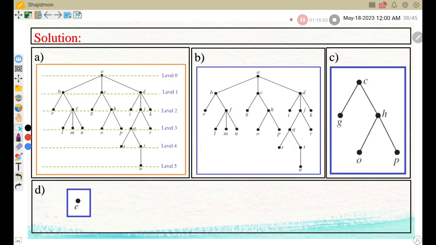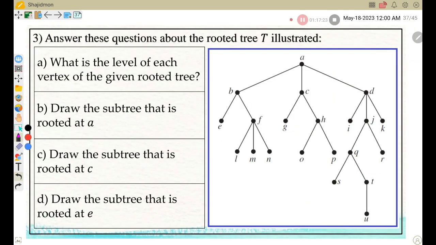I have already shown here: A is level 0; B, C, D are level 1; E, F, G, H, I, J, K are level 2; L, M, N, O, P, Q, R are level 3; S, T are level 4; U is level 5. The maximum level is 5, correct? That means the height of the tree is 5. Maximum level is the height of the tree. Keep that in mind. It is asked only for the level, but you can see the height of the tree.